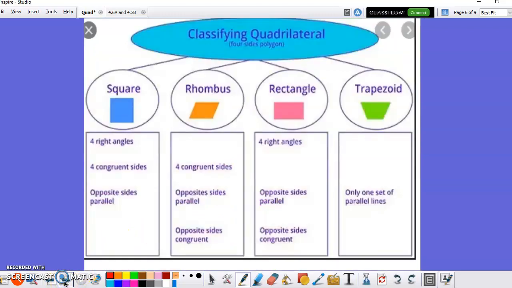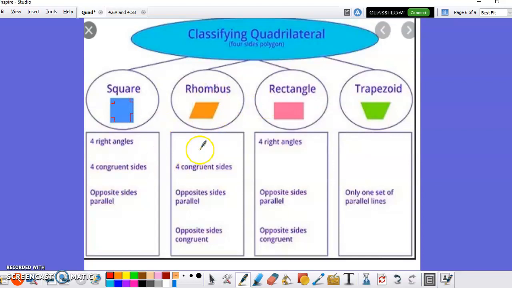So ways that we can classify quadrilaterals, or four-sided polygons. Square, we know that a square has four right angles. It is four-sided, that's how it's a quadrilateral. And it has four right angles. 1, 2, 3, 4.